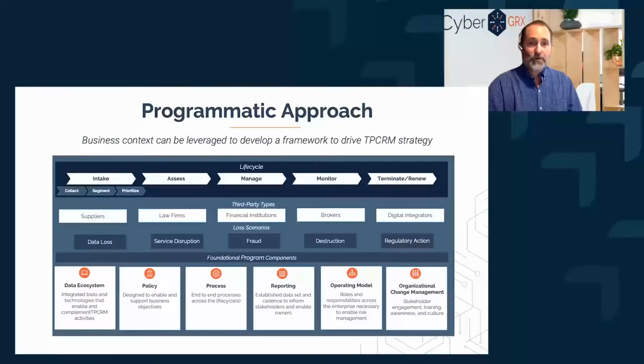Taking a programmatic approach, leveraging the business context will help you develop a framework that can drive your strategy. The life cycle should align with your business and third-party contracting or procurement process. Your third-party types will be categorized by risk profile, and we'll discuss that in a minute, and life cycles may be adjusted based on the third-party type. Much like a risk assessment, loss scenarios can be applied to and assessed for in different ways based on the third-party type as well.